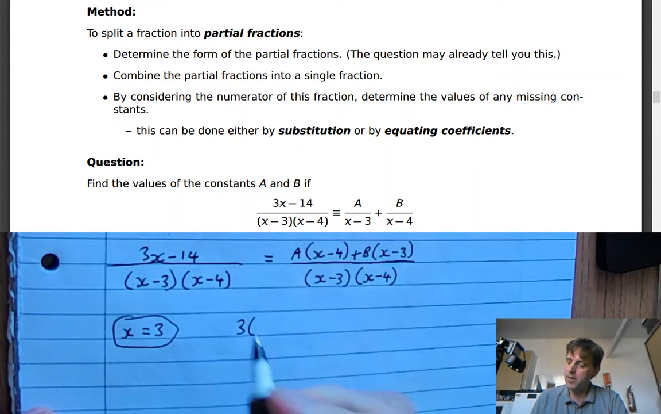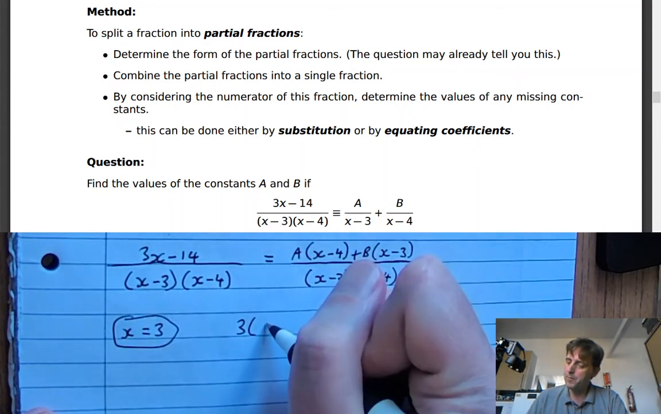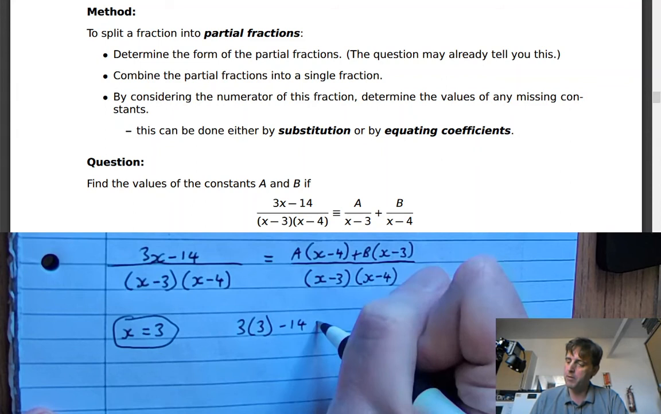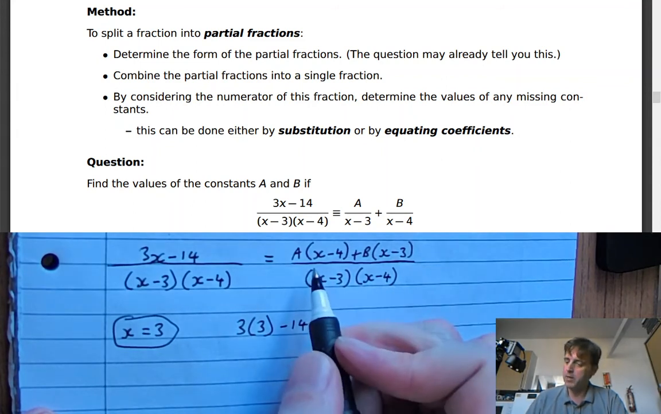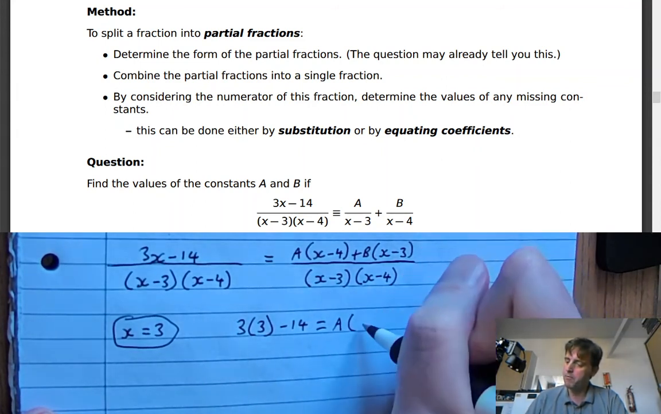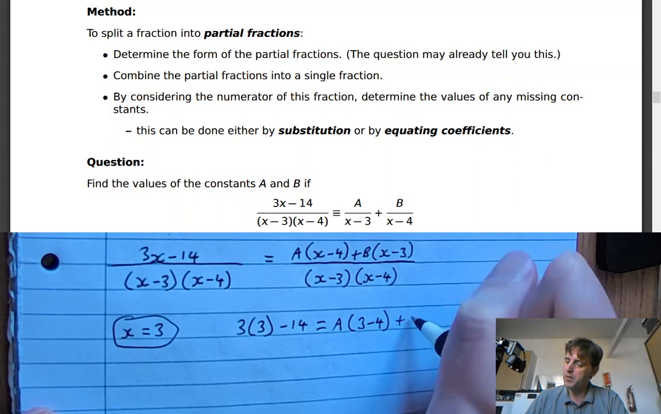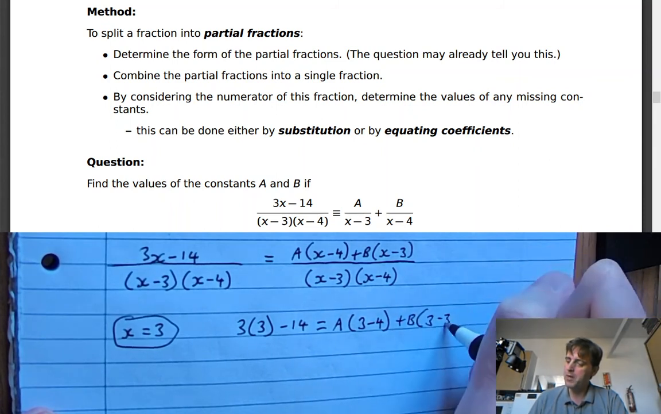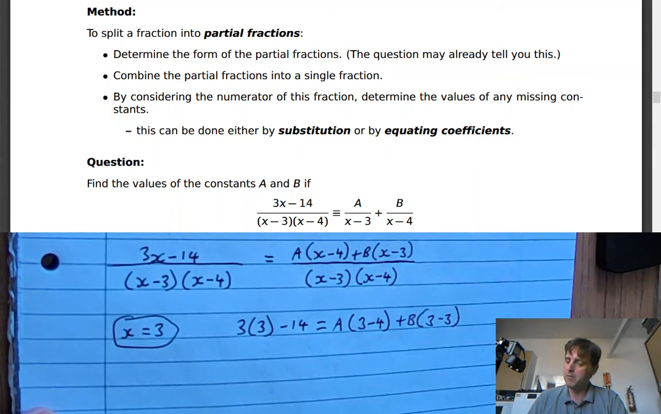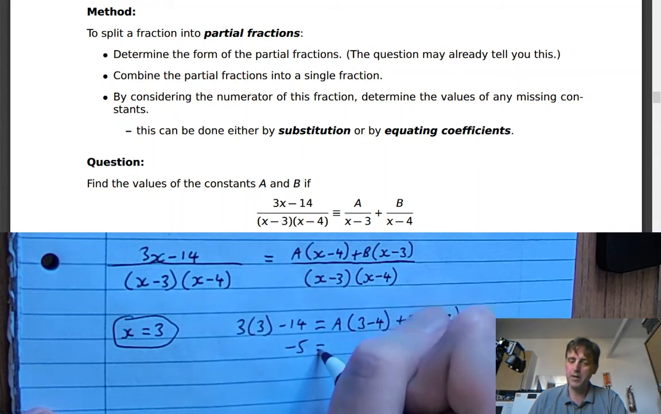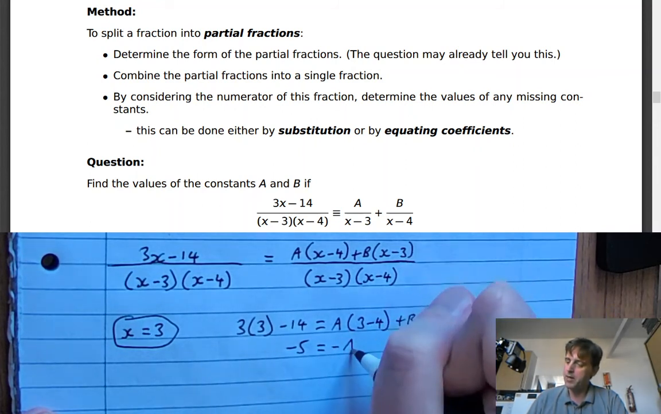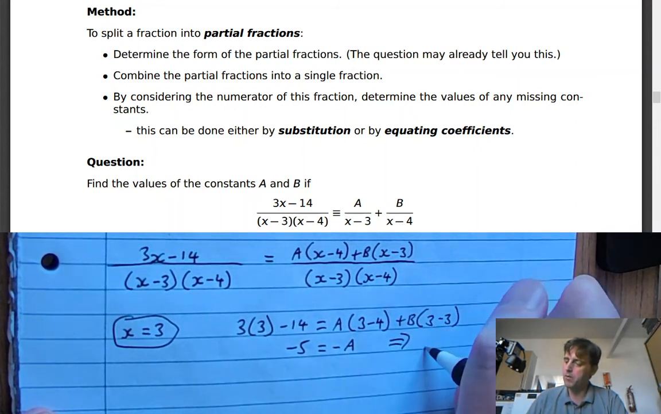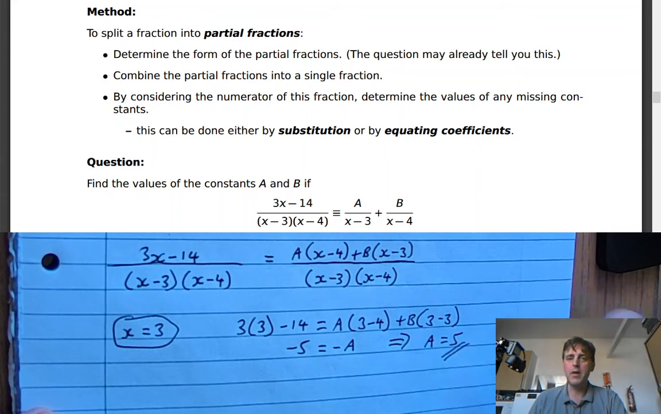So on the left-hand side, 3 lots of 3 minus 14 is what we're going to have. And then on the right-hand side, we're going to have a times 3 minus 4 plus b times 3 minus 3. And this all simplifies down to -5 on this side equals -a here. So that tells us that a has got to equal 5.